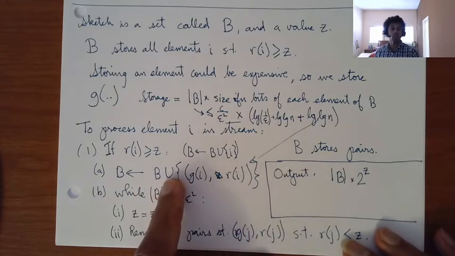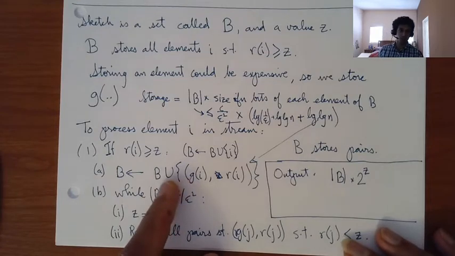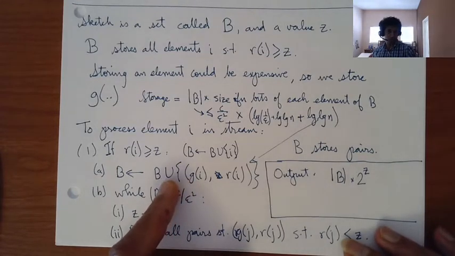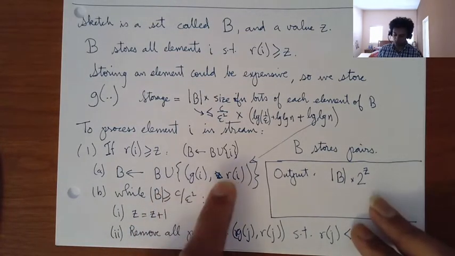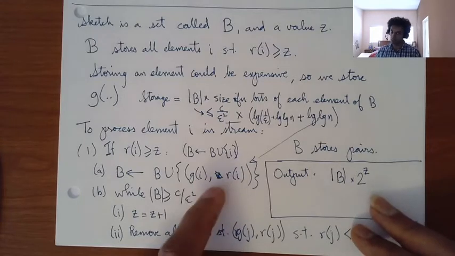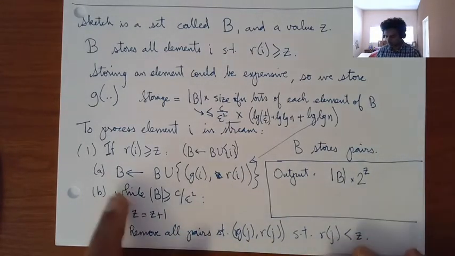Now we're taking a union, which means if i has appeared before, nothing is going to change. There is also the issue that you could have two different i and i prime such that these quantities are the same, in which case you've lost that information, and we'll discuss this shortly.